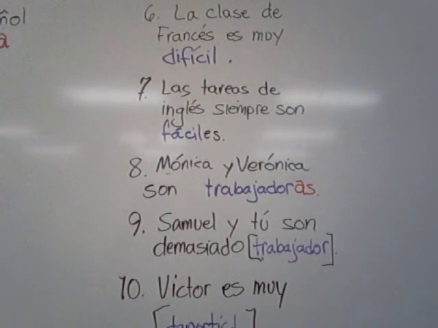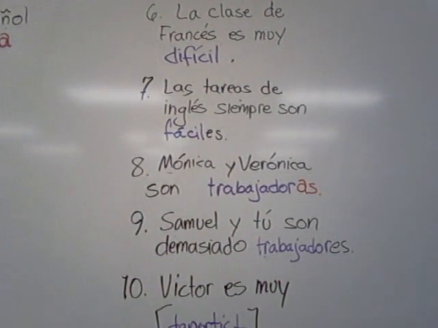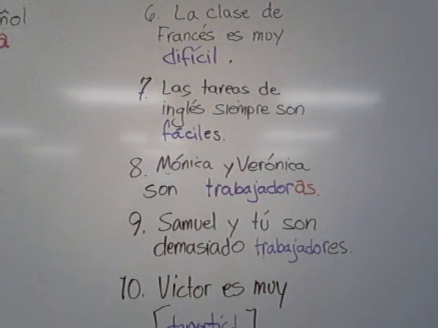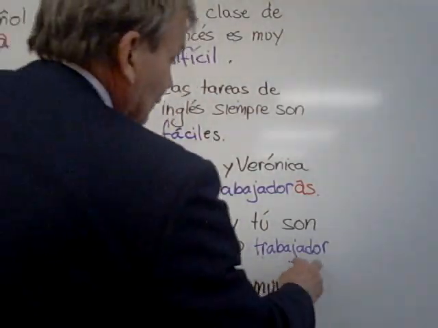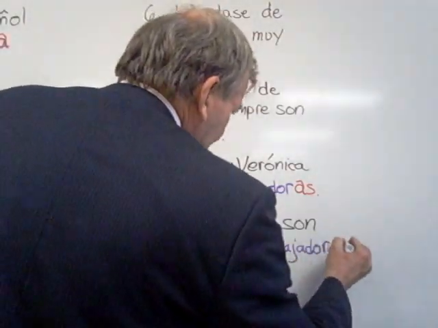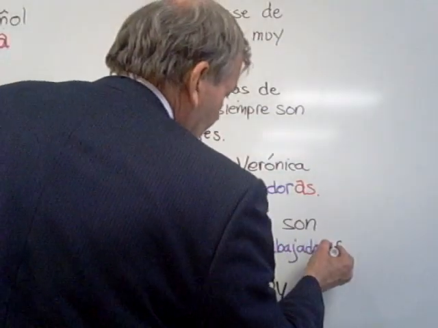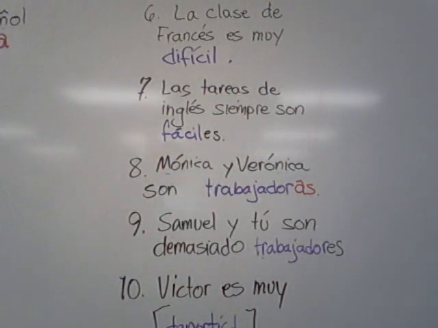Number 9. Samuel y tú son demasiado trabajadores. Sam and you are too hardworking. Now notice here, the singular form is trabajador. Some people are tempted to say trabajadoros, but you just add an S. But here we can't just add an S because of the R. You can't say trabajadors. So we have to put in our standard spacer vowel, which is that E, and it's trabajadores. The E separates that R and that S sound.